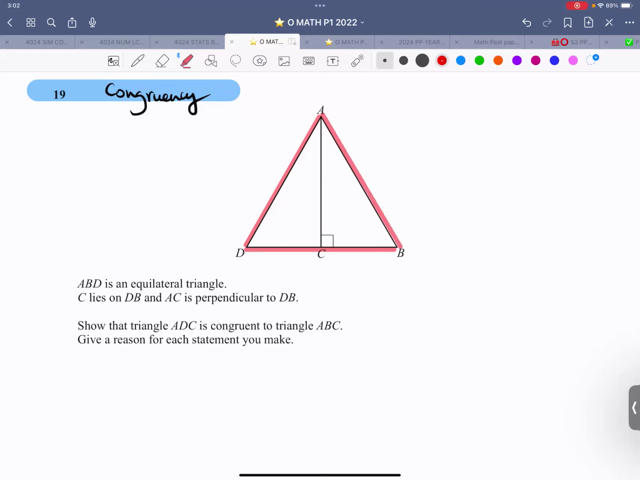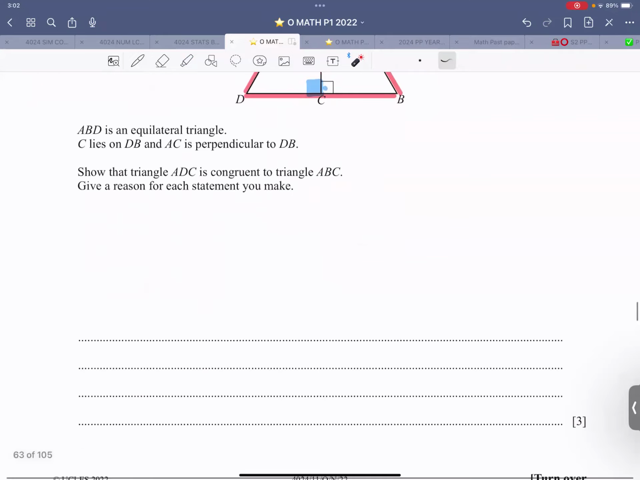The next thing, C lies on DB. We can see that AC is perpendicular to DB. That's also obvious. And since this is perpendicular, that means this angle over here is also 90 degrees. So let me write it. So this angle is also 90 degrees. Show that triangle ADC is congruent to ABC. Give a reason for each statement you make.